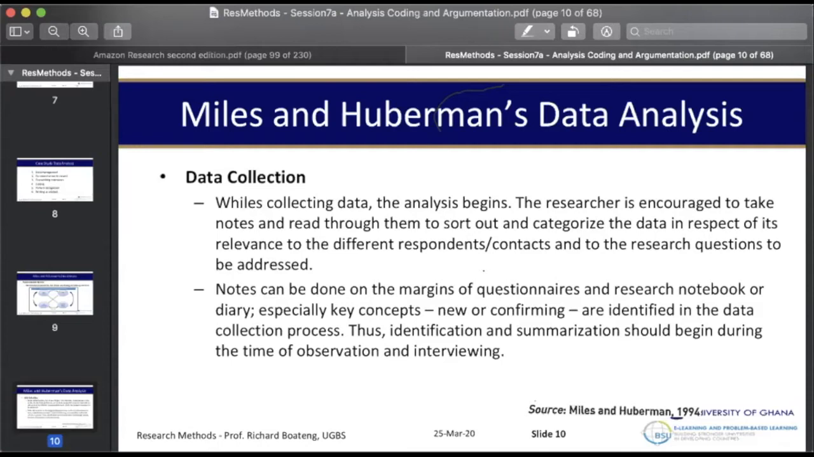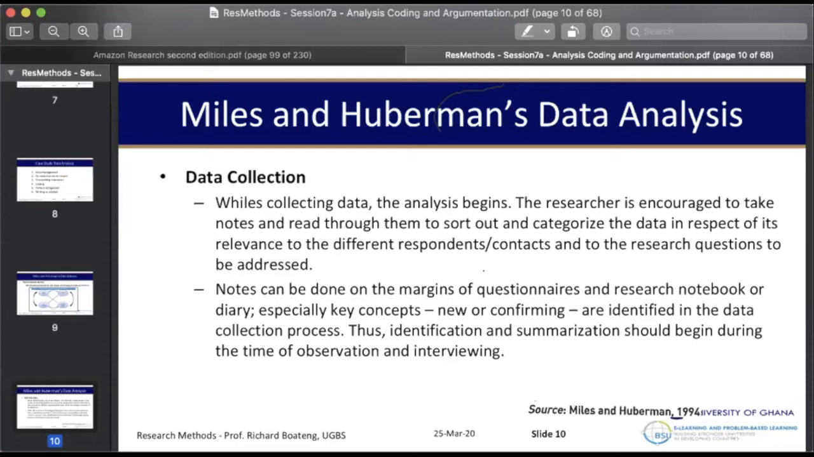So notes can be made on the margins of the questionnaires and in your research notebook. It is good that you have done your case study protocol, it is good that you have a case study questionnaire, and it's also good that you have enough paper to take notes on what you are observing, because the mind can be very tricky. You may not remember everything when you come back to try to remember. You may forget some of the things that you saw. Writing down is more important than just trying to remember every single thing by observation. So writing down can help.